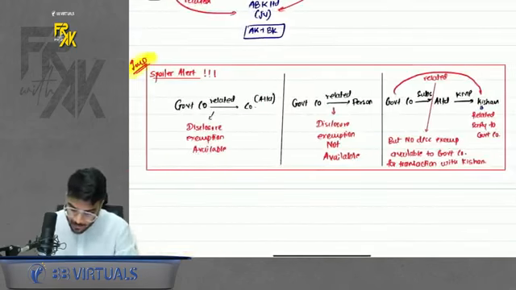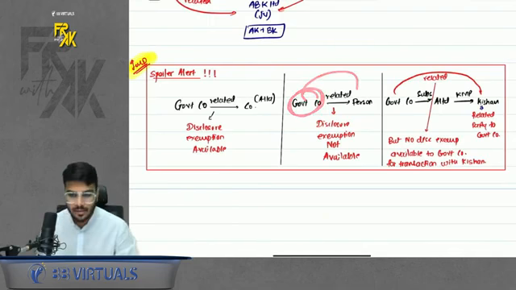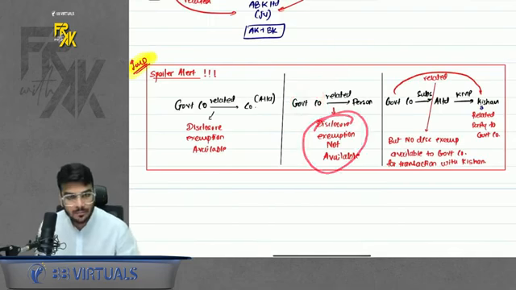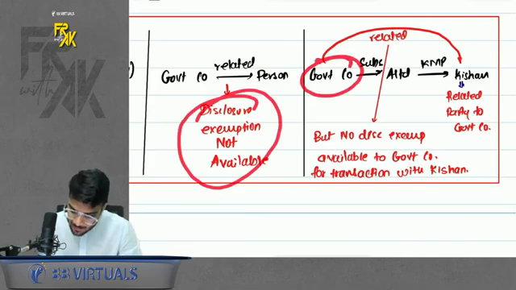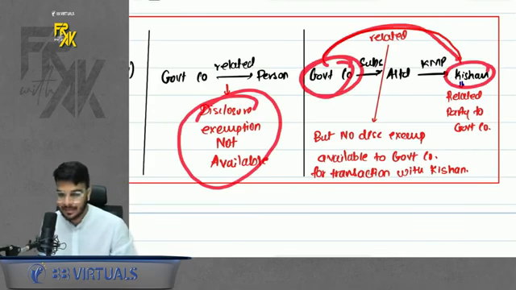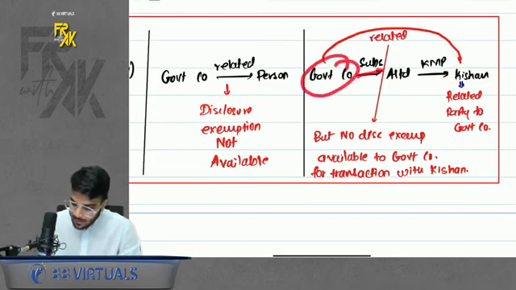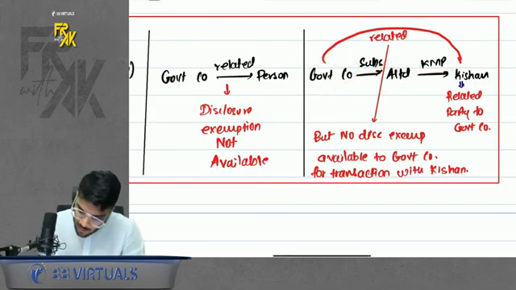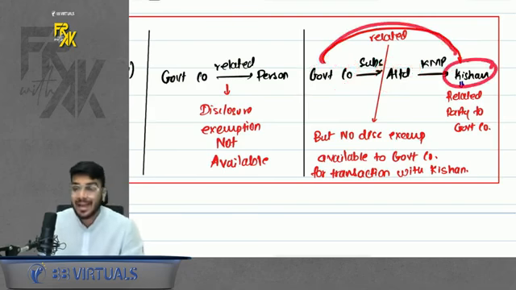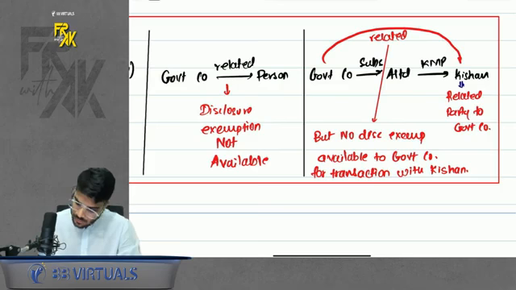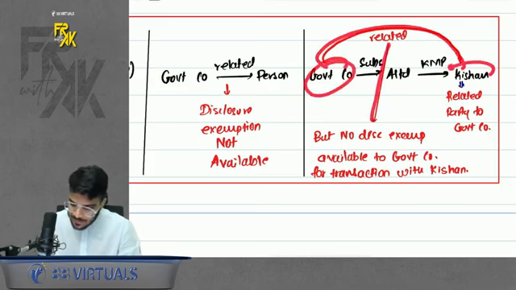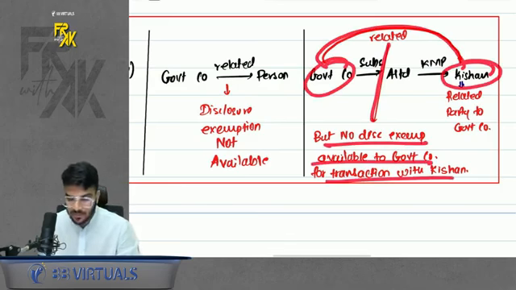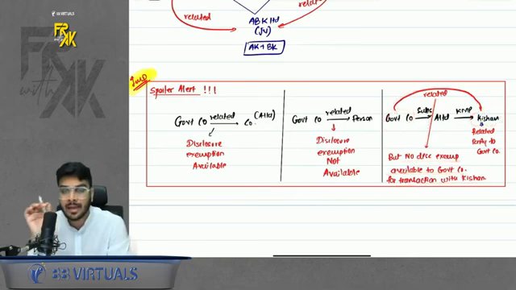But if a government company is related to a person, disclosure exemption is not available. Similarly, if a government company is related to a person indirectly, let's say the government company has a subsidiary and this subsidiary has one KMP, so this government company is related to a KMP indirectly. Again, the government company does not have the disclosure exemption available with this person. In short, a government company has the exemption available with companies, but does not have an exemption available with persons.